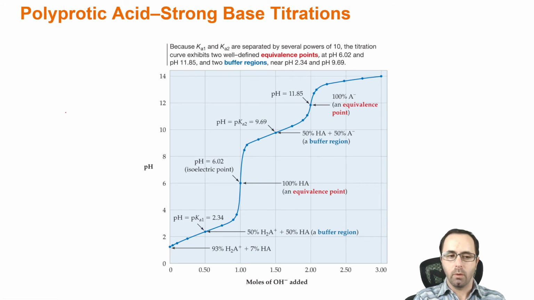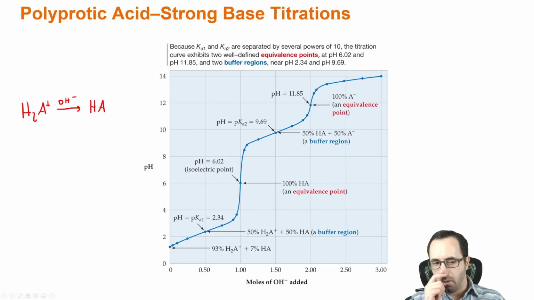So what's going on is we're starting with an acid that's been called H2A plus. It doesn't have to be positive, it could be neutral, but we're adding hydroxide until we remove 1 proton from the acid. Then that's the first equivalence point. Then we're going to add more hydroxide until we lose the second proton. This is the loss of the second proton here.